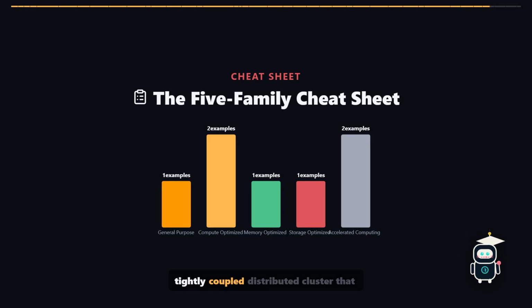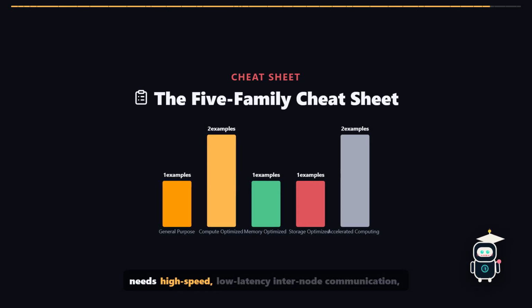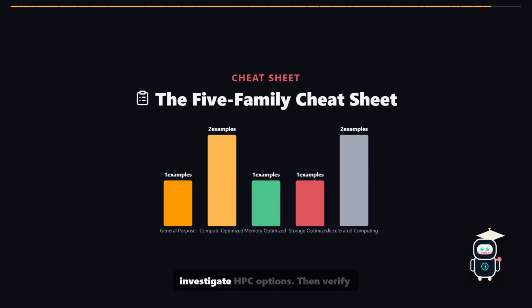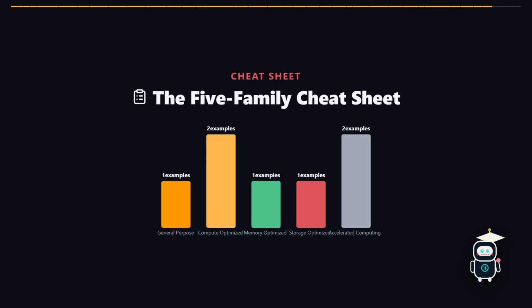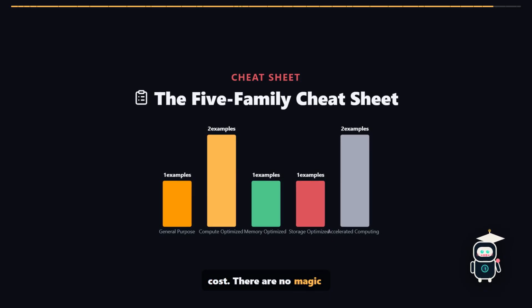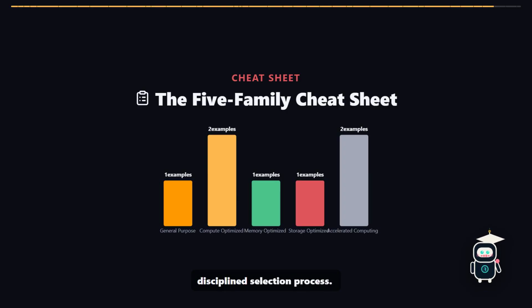For a tightly coupled distributed cluster that needs high-speed, low-latency internode communication, investigate HPC options. Then, verify architecture compatibility, exact specifications, workload metrics, availability requirements, and total cost. There are no magic family names. There is a disciplined selection process.